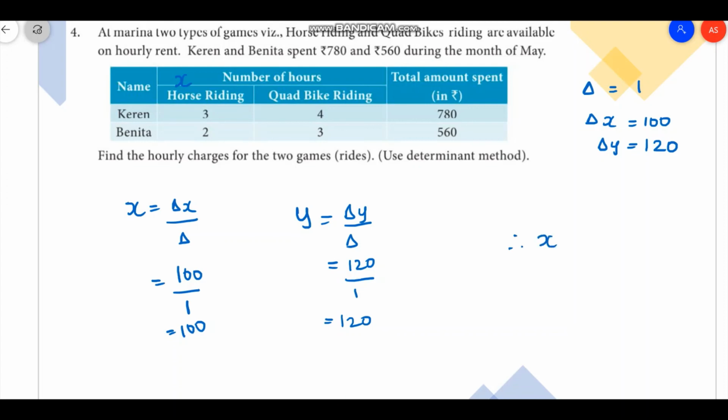So therefore, what is our x and y? The amount spent for horse riding is rupees 100. The cost of horse riding is rupees 100, and y is rupees 120. y is nothing but quad bike riding.